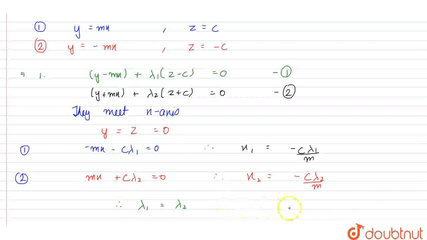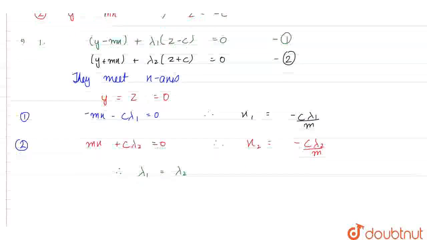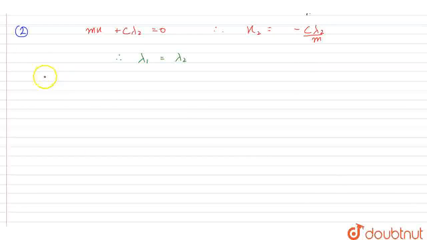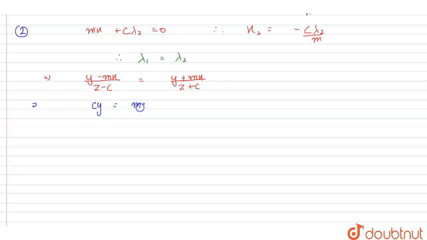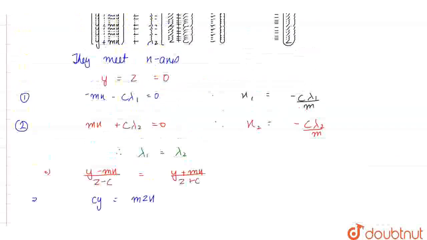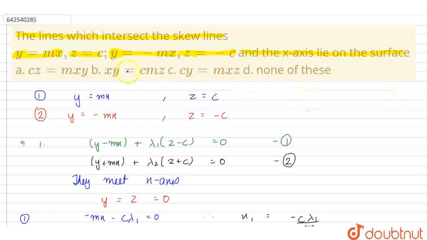Now if we find the value of lambda 1 and lambda 2 from equations 1 and 2, we get y minus mx divided by z minus c equals y plus mx divided by z plus c. Now solving this, we'll get the equation of the surface. Solving them, we get the final equation as cy equals mzx. So now checking the options, we see that option C is the correct answer. Thank you.